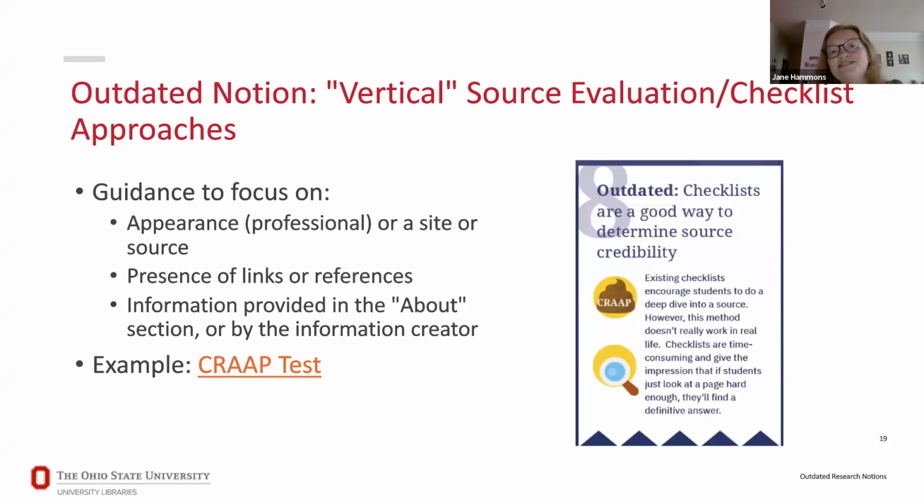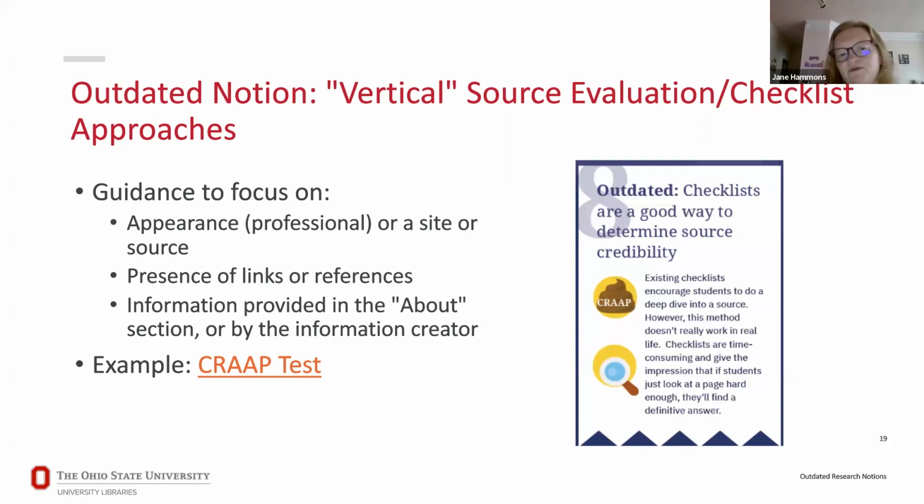Right? Which on the surface doesn't sound like a bad thing to look at, right? But a lot of this guidance really encourages students to focus on superficial factors of the site and really to trust what the site says about itself. So it'll have a checklist of 25 or 30 things that students are supposed to go down and look at.